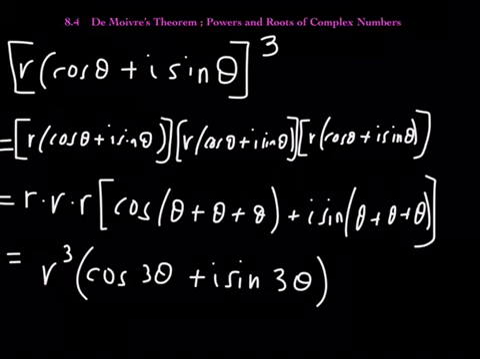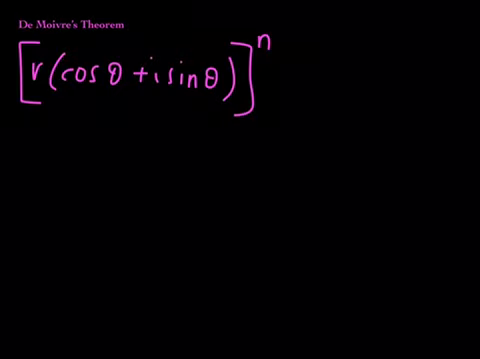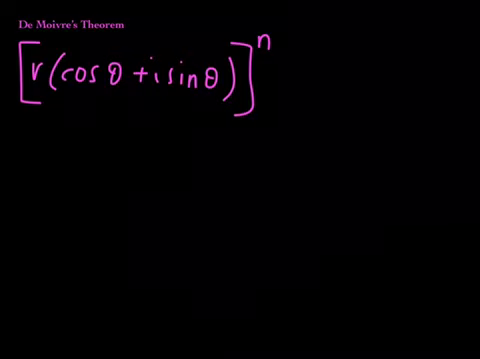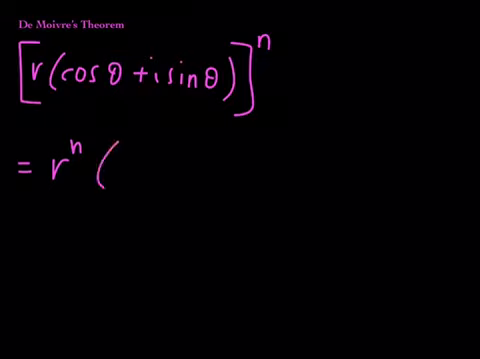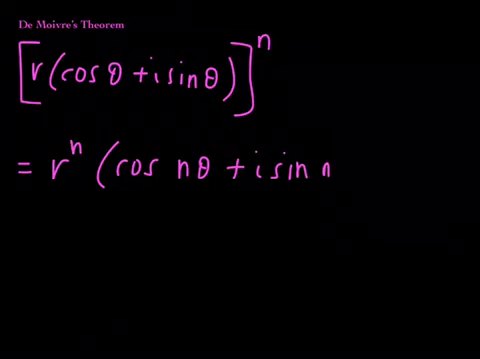So I hope at this point you're seeing De Moivre's theorem play out on how to raise a complex number to a power. De Moivre's theorem says if you have a complex number written in polar form and you're raising it to the power of n, then basically that is r to the power of n times cosine of n theta plus i sine of n theta.